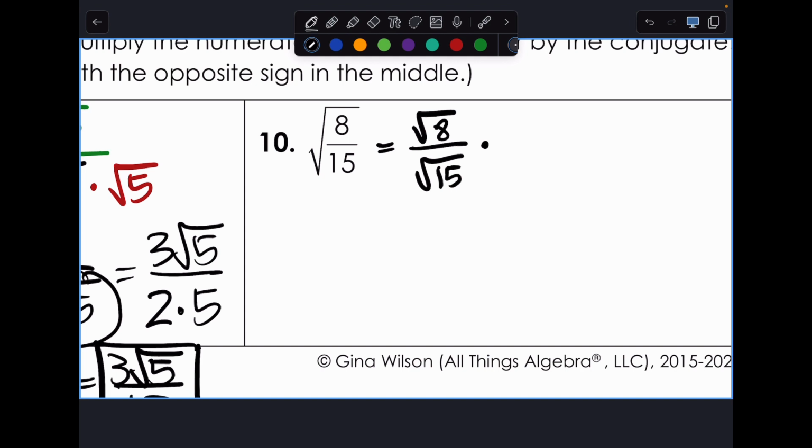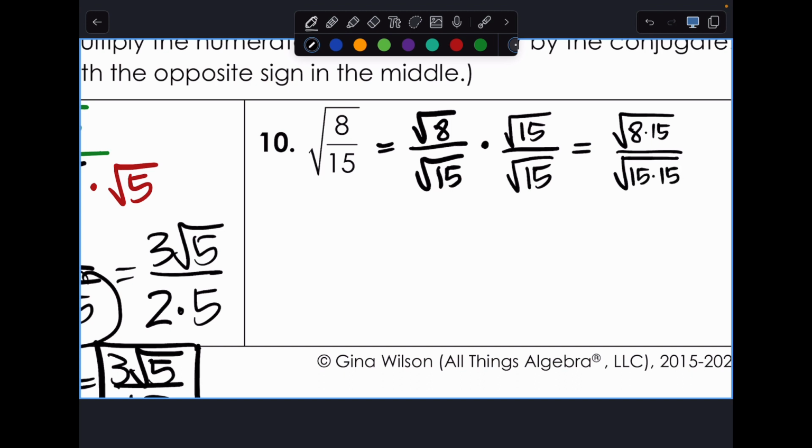Right. Rad 15 over rad 15. Now keep this in mind. You have to show this step. I want you to know how to show this step, so you don't make a mistake of multiplying this by one single rad 15 over 1. It's not the same. Don't just put rad 15. So we have rad 8 times 15 over rad 15 times 15. Denominator is easy to figure out. What is it? 15.